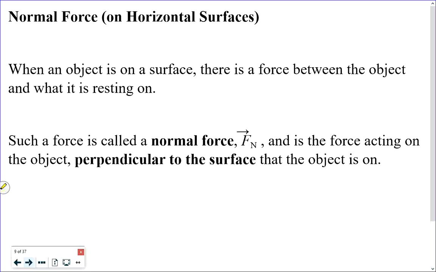We give the symbol F sub n for it, and it's the force acting on the object perpendicular to the surface. The explanation for this is that there is a normal force pushing me and the chair away from the earth, because I know there is a force of gravity pulling me and the chair towards the earth. But since I don't accelerate towards the earth, Newton's first law says the vertical forces must be balanced. So that force upward is what we call the normal force.